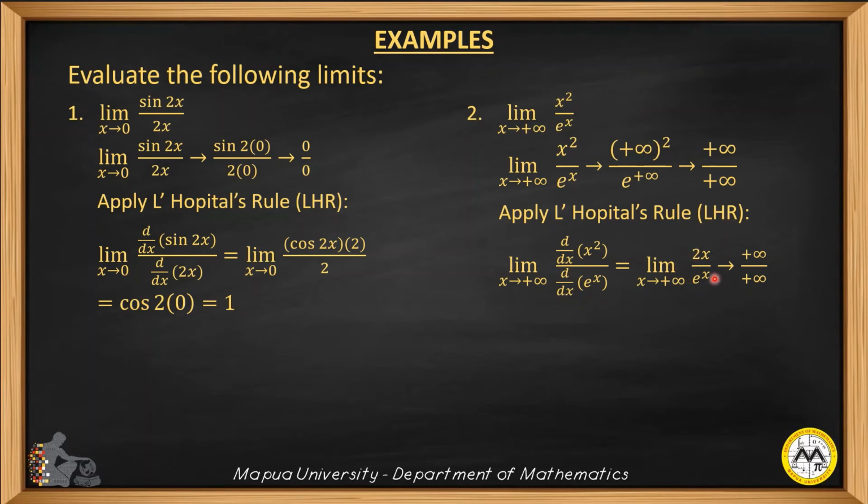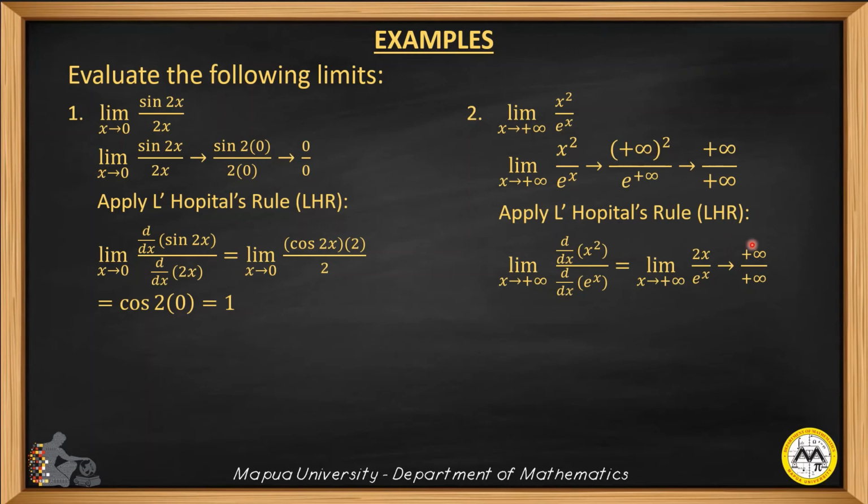So having now the ratio 2x divided by e to the x, we evaluate the limit as x approaches positive infinity. And when x increases without bound, the product 2x likewise would be increasing without bound. As to the exponential function e to the x, as the exponent increases without bound, the expression e to the x also will be increasing without bound. So the result of applying L'Hopital's rule would still be an indeterminate form, infinity divided by infinity.